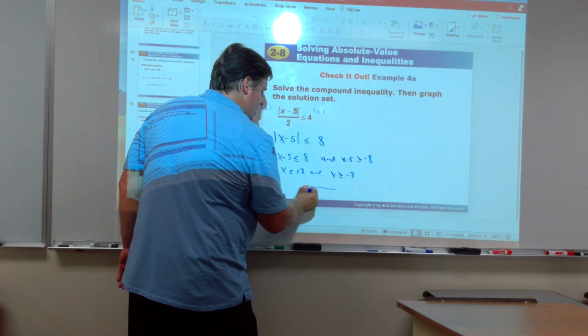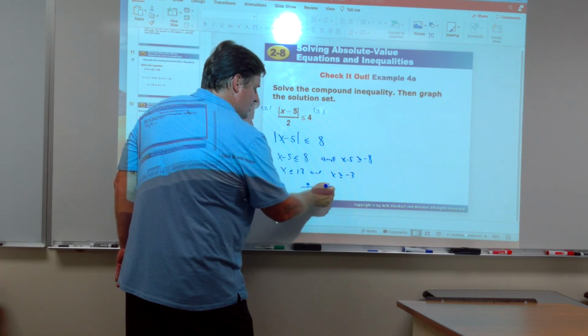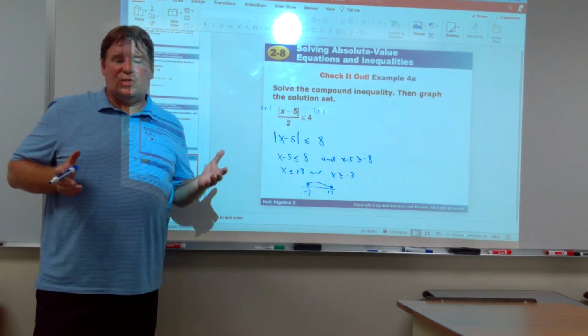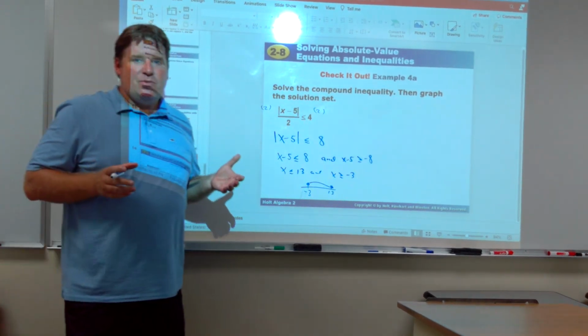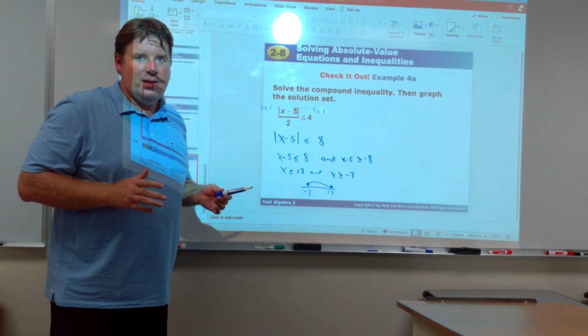If we were to graph that, there's negative 3, there's 13, solid dots. This time it's and, so we're going in between. All right, so there we go. Solving absolute value equations and inequalities. Good stuff. Remember, greater is or, less than is and.